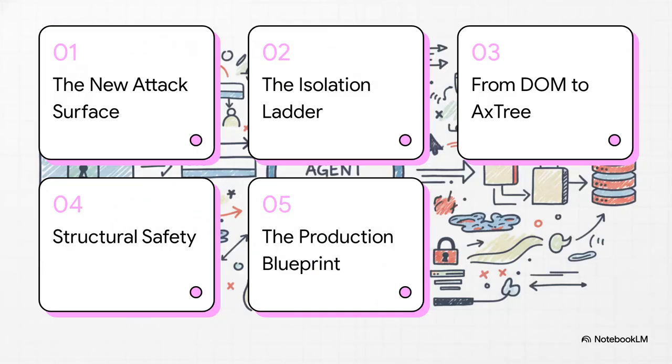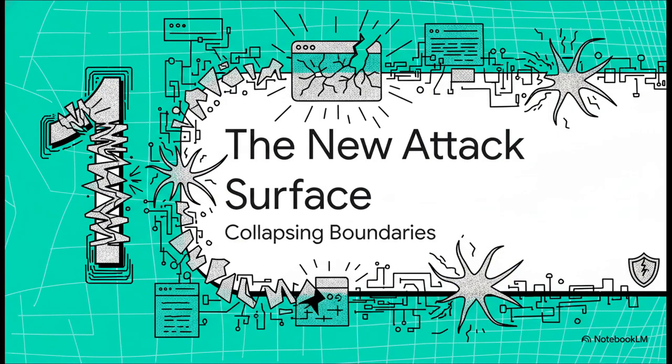Okay, so here's the plan. First, we'll map out the new attack surface. Then, we'll build up our defenses layer by layer, from runtime isolation to some clever context engineering. And we'll wrap it all up with a blueprint you can actually use. Let's dive in.